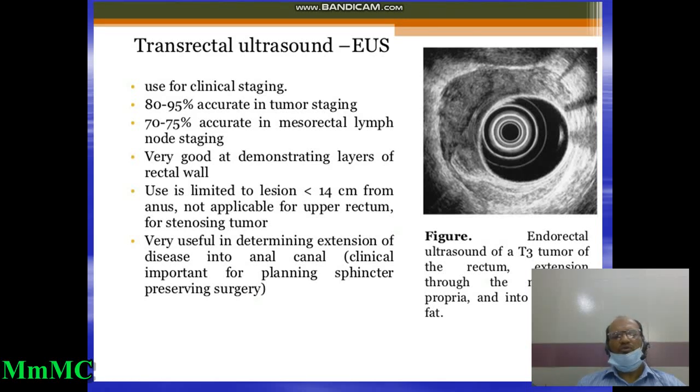Mucosa, submucosa, muscularis propria, serosa, beyond the serosa. That means staging of the T is very accurate with transrectal ultrasound. Use is limited to lesions less than 40 centimeter from anus. Not applicable for upper rectum or stenosing tumor. Very useful in determining extension of the disease into the anal canal. Clinically important for planning sphincter preserving surgery.